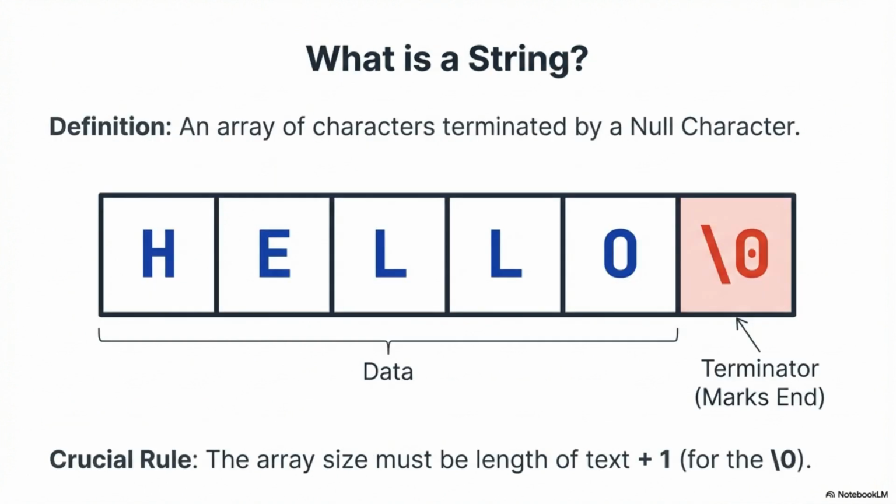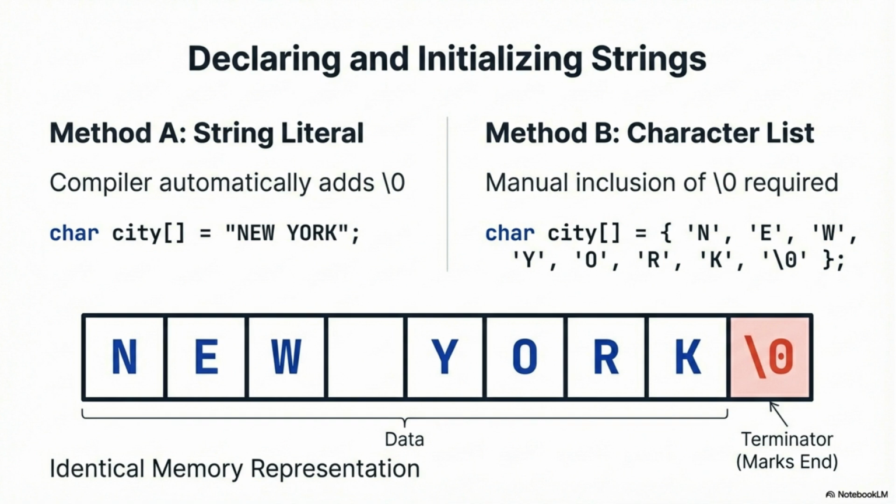A C string is defined as an array of characters terminated by a null character, or \0. A crucial rule is that the array size must be the length of the text plus 1 for the terminator. There are two main methods for declaring and initializing strings. Method A uses a string literal, where the compiler automatically adds the null terminator. Method B is a character list, requiring manual inclusion of the \0.